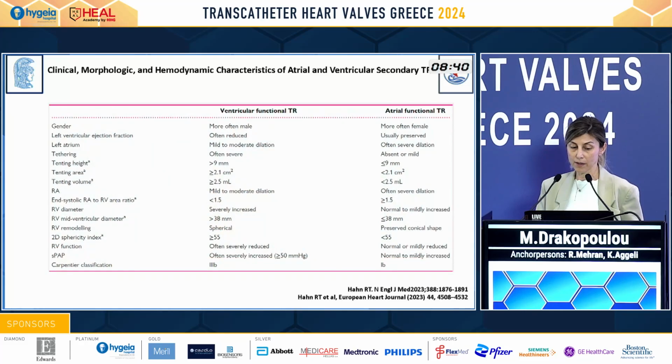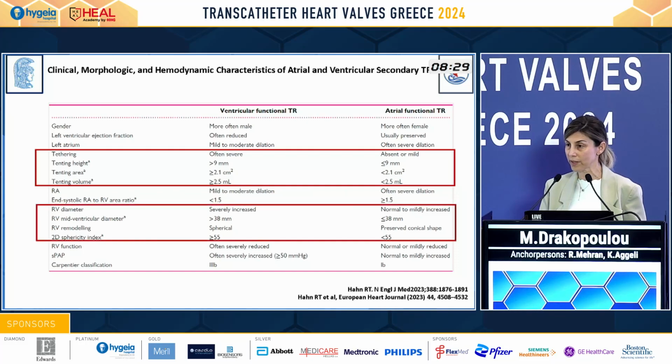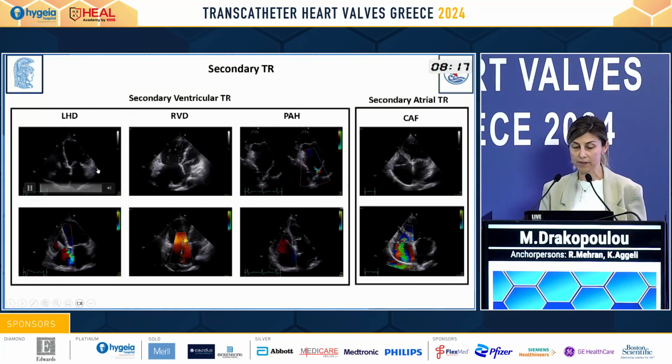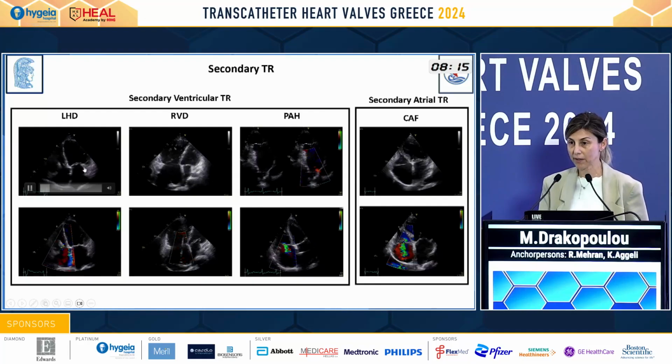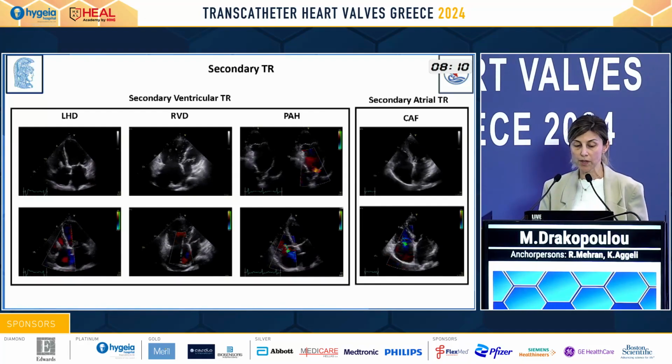And we see that actually we have different phenotypes based on the etiology of the secondary ventricular or atrial functional TR, and the differences are the tethering of the leaflets, the RV function and size, as well as the RA function. And here are some cases that involve, first of all, secondary ventricular TR in patients who have left heart disease, a patient with ischemic heart failure, dilated and reduced ejection fraction of the left ventricle. So we have involvement of the RV with significant TR.